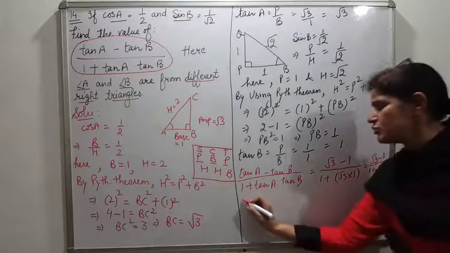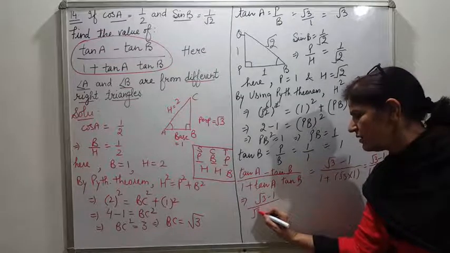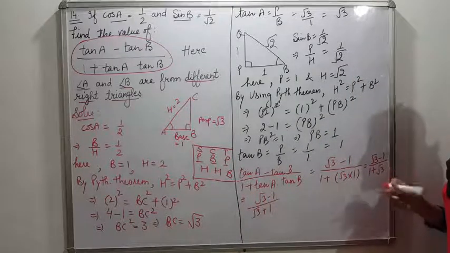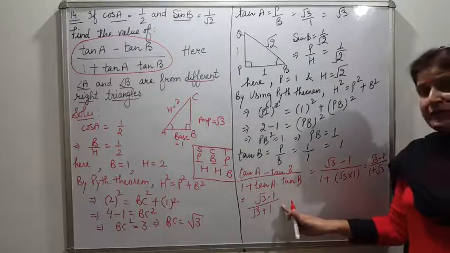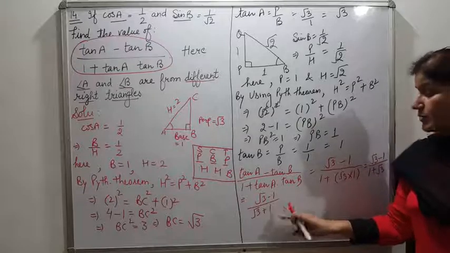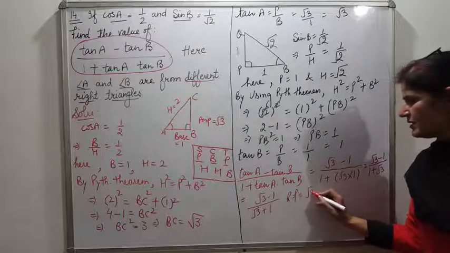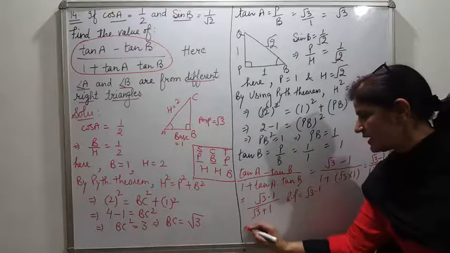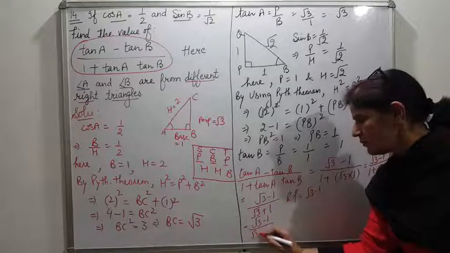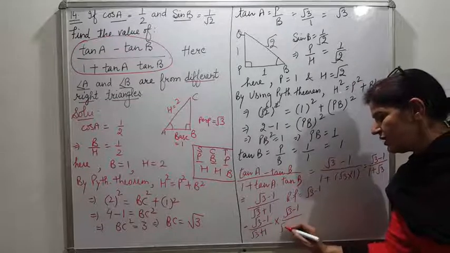We can write it like this also. Root 3 minus 1 upon root 3 plus 1. Because a plus b or b plus a, things are same. Now can you leave it here like this? No. We have to rationalize the denominator. You have learned in first chapter. We will take its opposite sign. Rationalizing factor root 3 minus 1. We will take this opposite sign and multiply upon root 3 plus 1. It is multiplied by root 3 minus 1 upon root 3 minus 1.